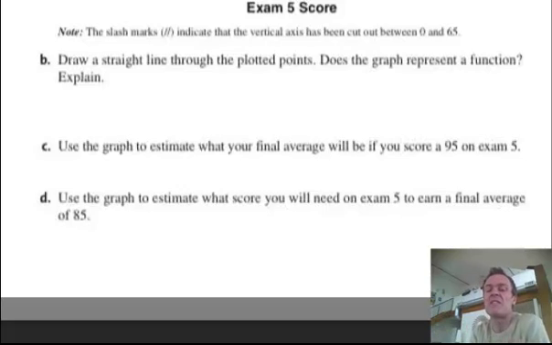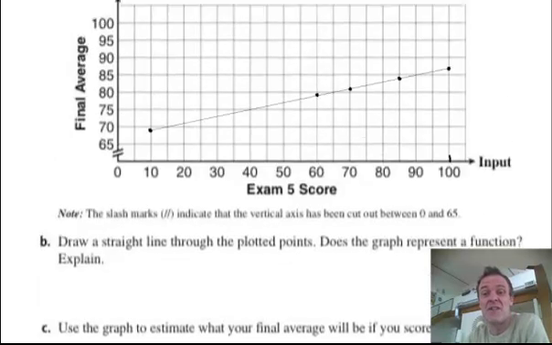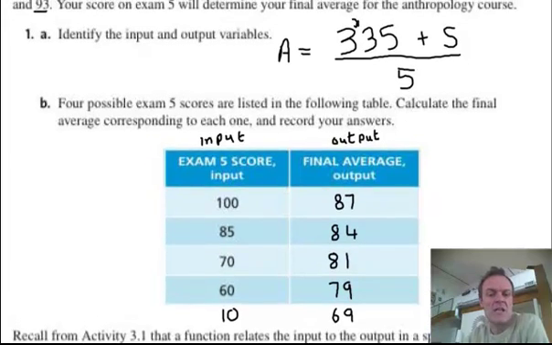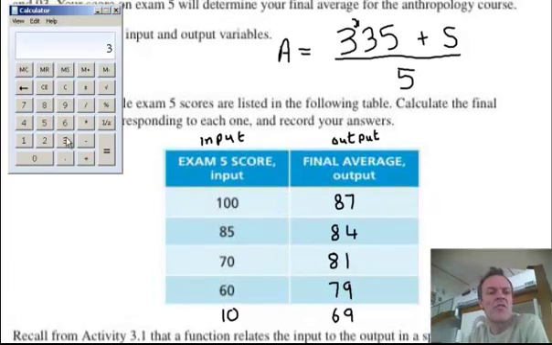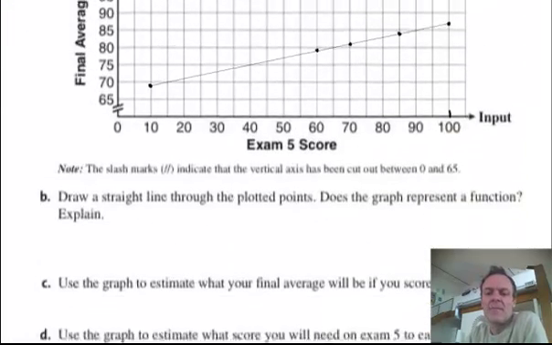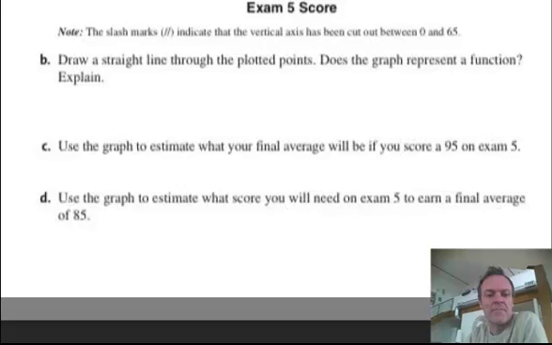Hopefully if I put that 95 into the equation, should we try it? Let's see if we get 86 and put 95 into this. So, calculator. I've already got 335. I've just scored 95. Now divide by 5 to get the average. It's 86. Is it 86? Yes. So algebraically it matches the graph. Now, the next one is the harder one.